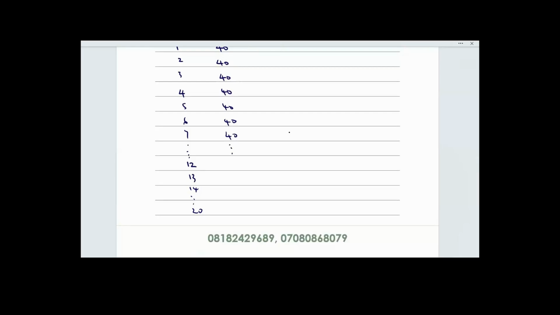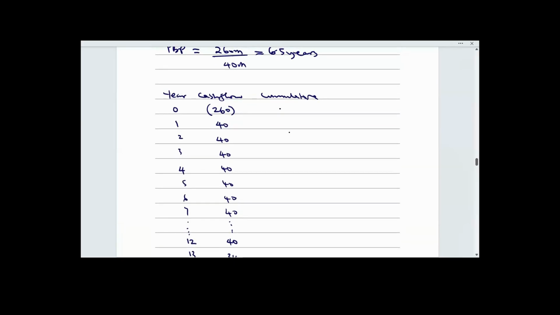The cash flow for year 0 is 260 million. Year 1 is 40 million. That 40 million is constant for the next 12 years: 40, 40, 40, 40, 40, 40. You continue the 40 until you get to year 12, which is still 40. Then from year 13 to 20 is 34. You continue like that until you get to the final one, which is 34. So to now recover the 260 million that I've invested, I will say 260 minus 40 will give me 220.